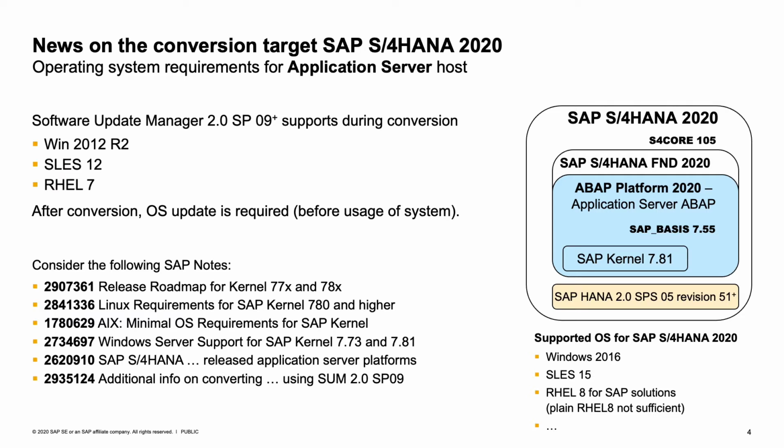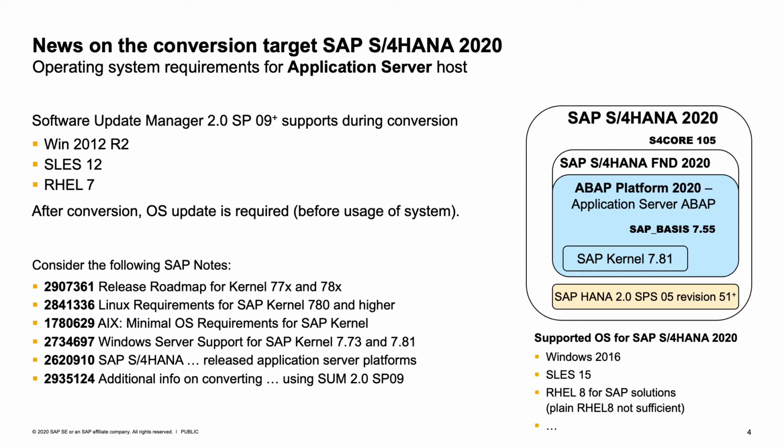So the first one listed here, the release roadmap for kernel 7.7 and 7.8, especially lists that kernel 7.8.1 is associated with, or is used for, SAP S/4HANA 2020. And the other notes are the operating system specific notes listing the requirements that you see on this screen. But this is the source of truth for those details.